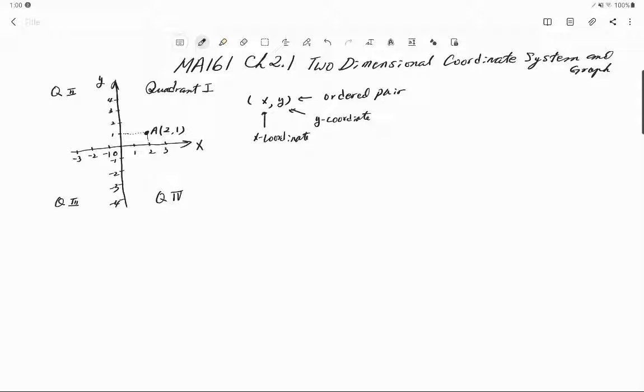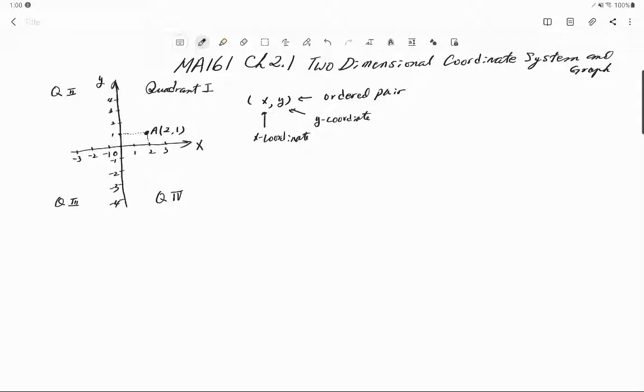Bring the point down to the x-axis, then the x value is 2, meaning 2 units away from the center. That's the x coordinate. And for the y coordinate, bring the point to the y-axis, then it is 1, so the vertical distance is 1. So the ordered pair for this point A is (2, 1).